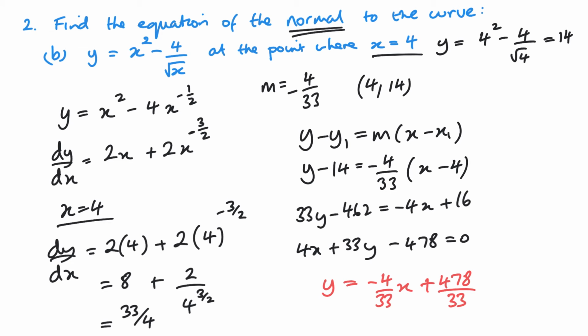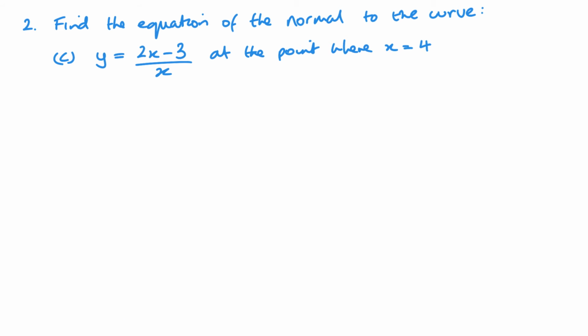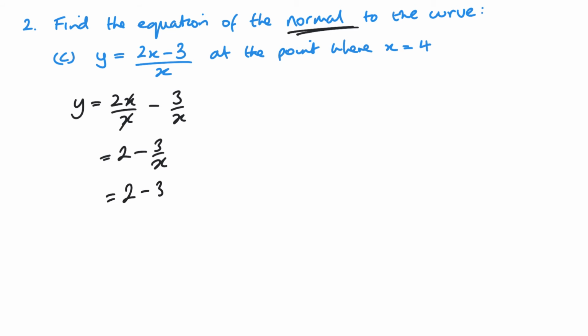And there we have it in the form y equals mx plus c. Okay, third one from part 2, we can see we are finding the normal, and first thing I want to do is sort out my equation here into a form that's easy to deal with. So that will be 2x over x minus 3 over x. These will cancel, so it's 2 minus 3 over x. Now I also need to take that x to the top, and there we have it.